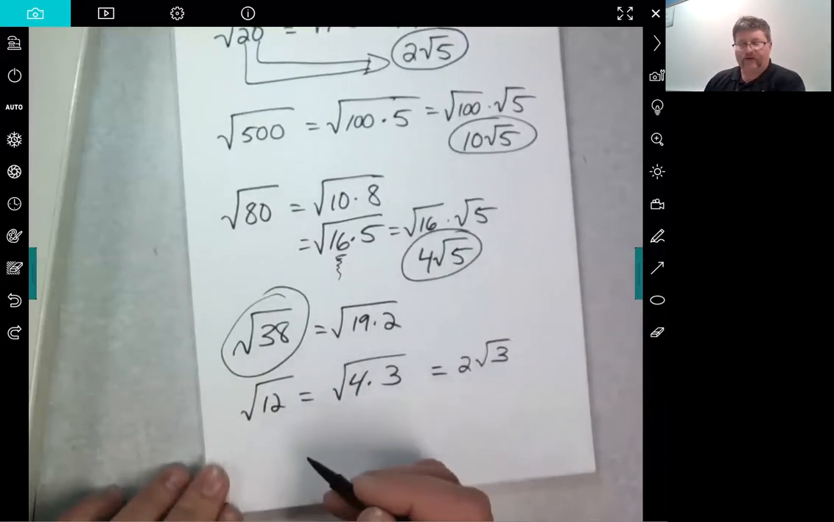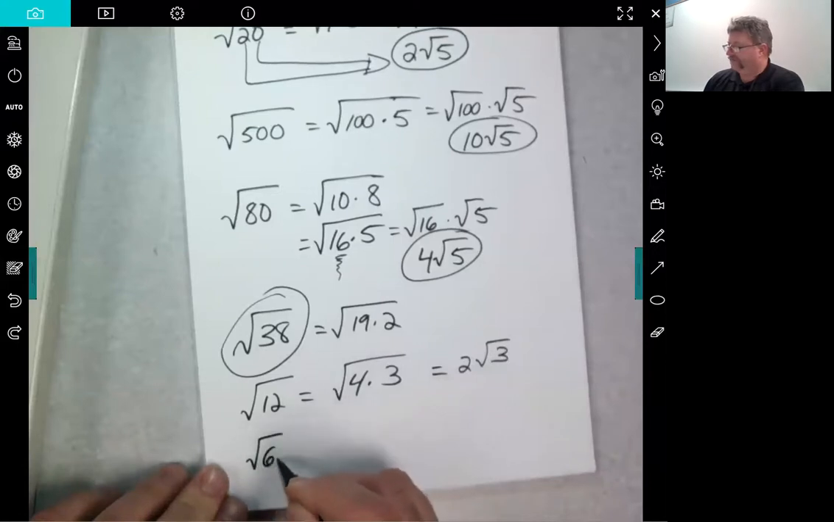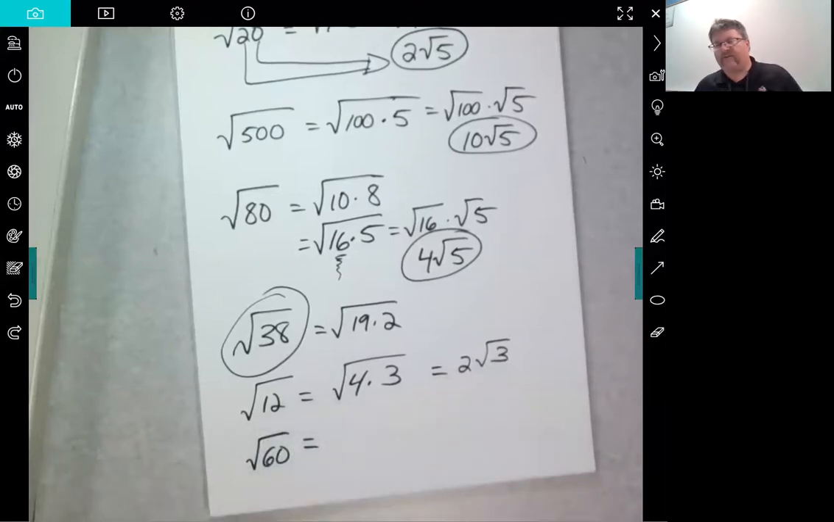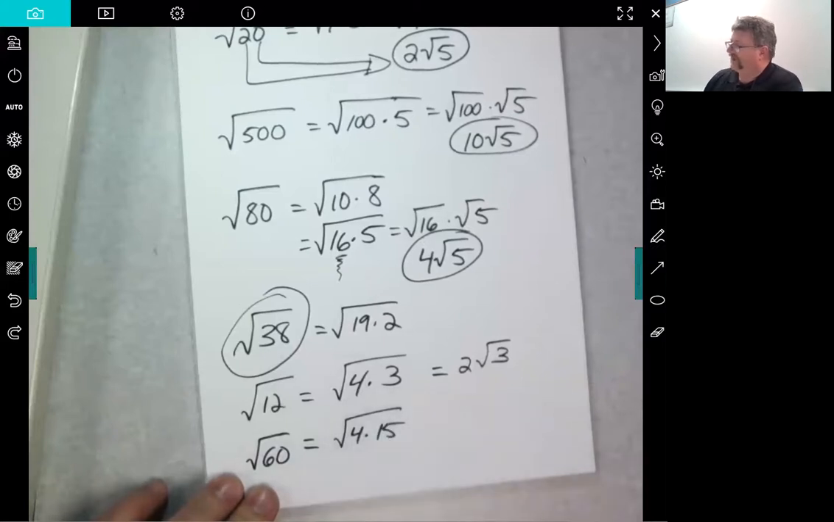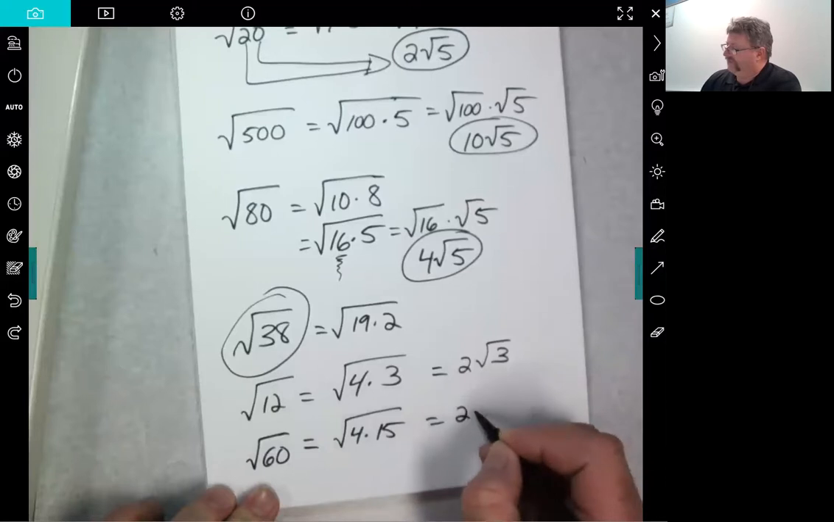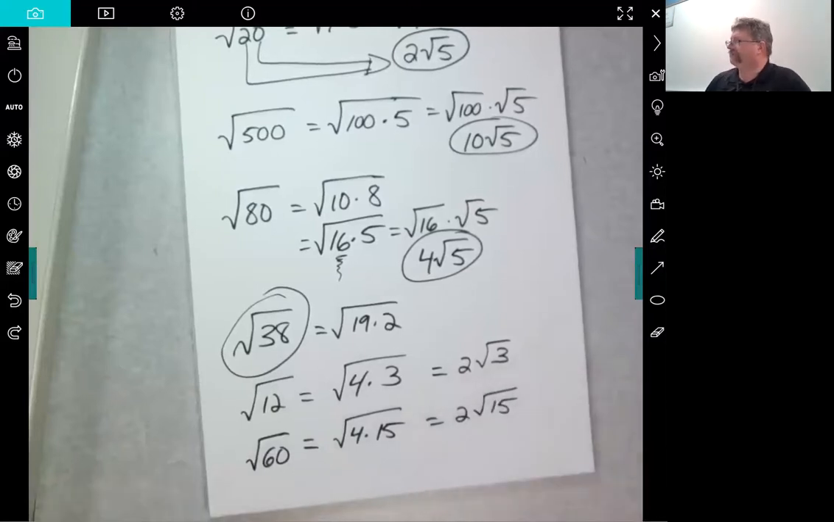What about a radical 60? And again, the obvious factor would be 10 times 6, right? Or 20 times 3, but neither one of those is going to do me any good, right? What might work here? 4 times 15, right? 4 times 15 is 60. 4 square roots out into a 2, 15 stays behind.